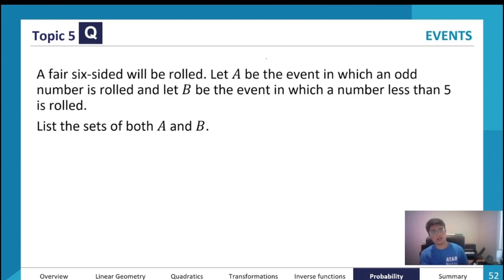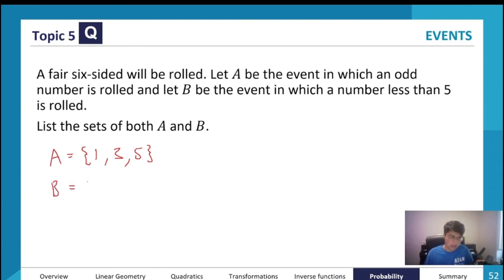Okay, a fair six-sided die is rolled. Let A be the event in which an odd number is rolled, and B be the event in which a number less than 5 is rolled. As we know with events, you can label them with sets. So what is the set of A going to be? Well, we're looking for all the odd-numbered outcomes. So A is the set containing the numbers 1, that's odd, 3, that's also odd, and 5, that's odd. That's all the odd-numbered possible outcomes.